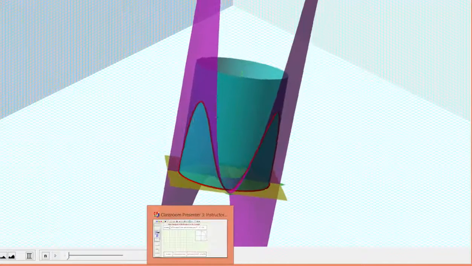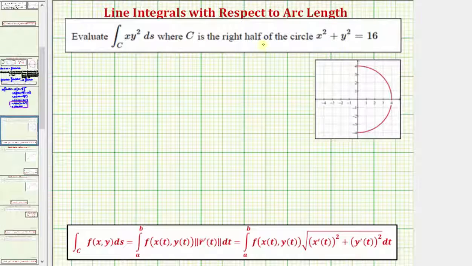So going back to our work, we need to begin by writing parametric equations for this curve in the xy plane. And because it's a half circle with a radius of 4, let's let x, or x of t, be equal to 4 cosine t. And let's set y, or y of t, equal 4 sine t.